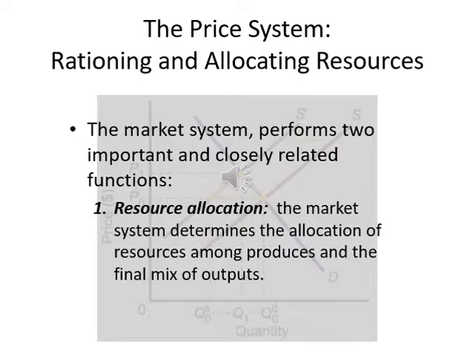The price system. Rationing and allocating resources. The market system performs two important and closely related functions. Resource allocation. The market system determines the allocation of resources among producers and the final mix of outputs.